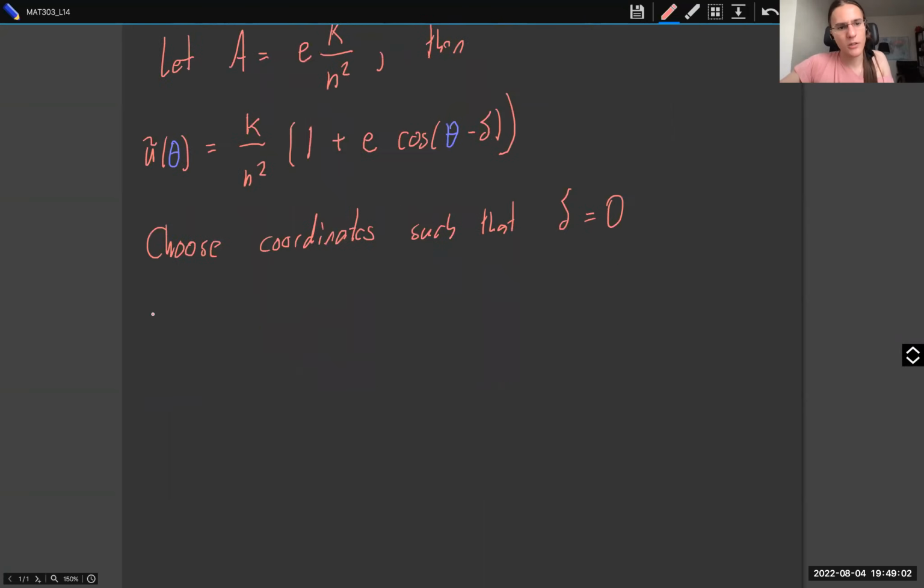Now, the goal is to show that this is the equation. And by the way, what I said before was false. I said we were going to show that this is an equation of an ellipse. So imagine that you have an object that's outside of the solar system. What does it mean for an object to be outside of the solar system? From outside to come into the solar system?